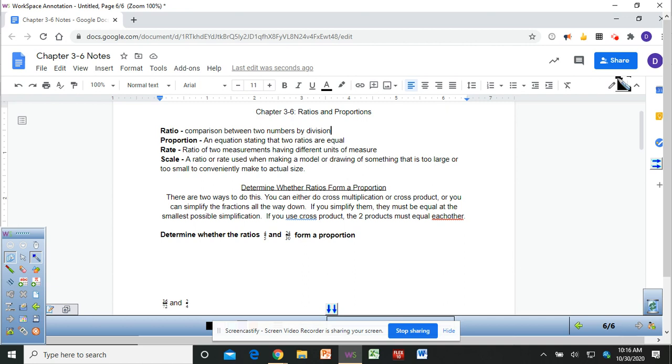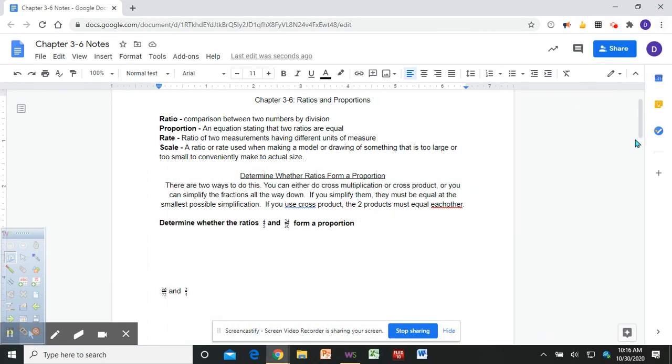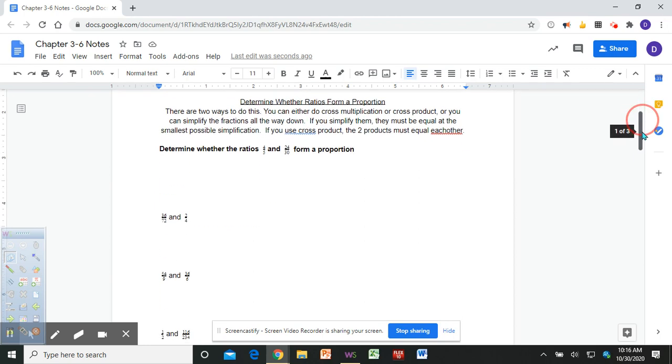So if you think of a map that shows the whole US, the whole world, whatever, on a very small scale. And at the bottom, there's a scale that says 1 inch equals 10 miles or something like that. So we're going to be talking about that today. Now, there are two ways to do this. You can either do cross multiplication, or cross product, which is what we're going to talk about, or you can simplify the fractions all the way down. I personally think that simplifying the fractions is harder, so we're just going to do the cross product way.